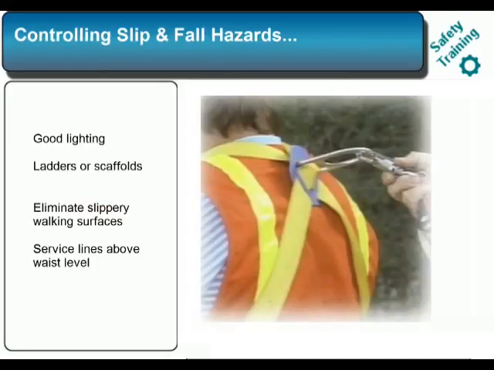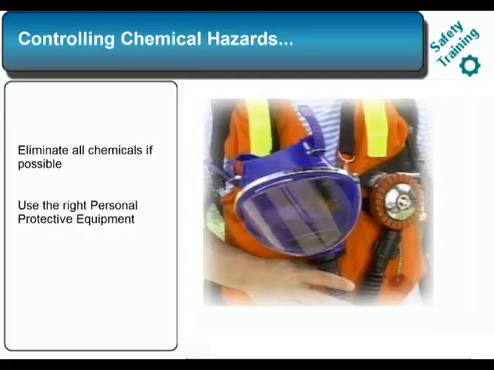Slips, trips, and falls can be prevented by having adequate lighting at entrance and inside the space, using proper entry ladders or scaffolds, eliminating material that creates slippery walking surfaces, and keeping temporary hoses and service lines in the space above waist level. All chemical hazards must be controlled by either eliminating the chemicals and materials in the space if possible, or by using the right personal protective equipment for the specific chemical hazard.